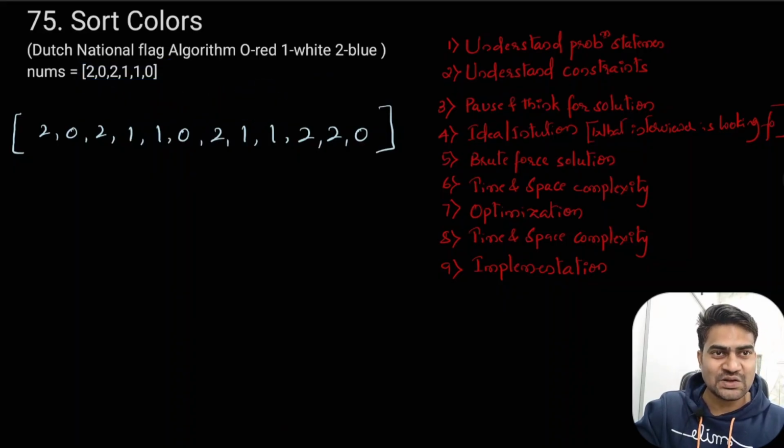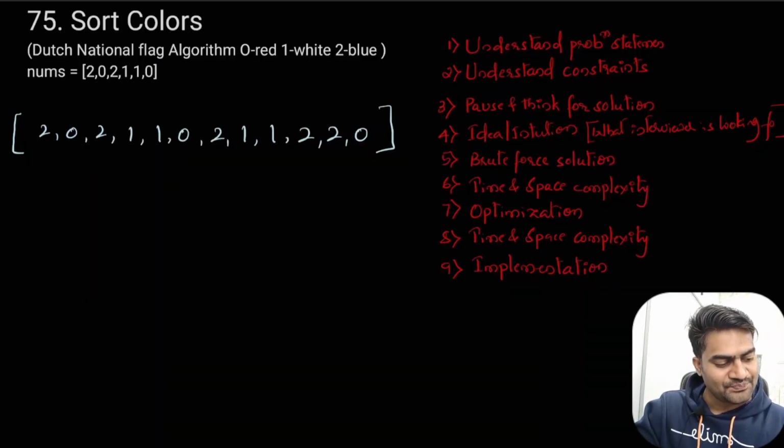So basically it's a sorting problem only. But the only thing is the given elements are 0, 1 and 2. No other elements apart from 0, 1 and 2. With this, we understood the problem statement clearly, and also we have already seen the constraint. So maybe you can pause the video and think about any possible solution and then you can come back.